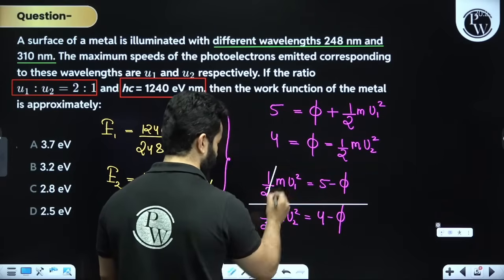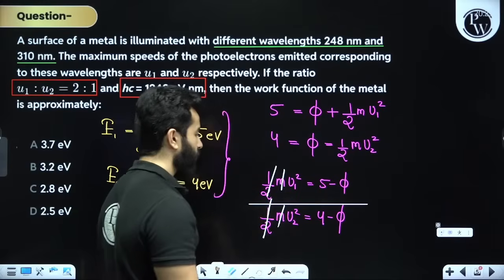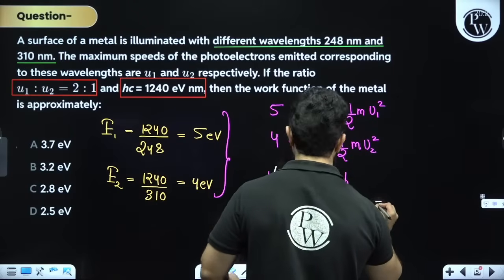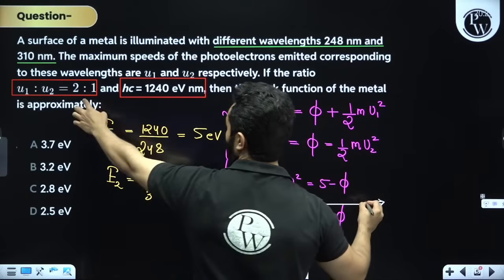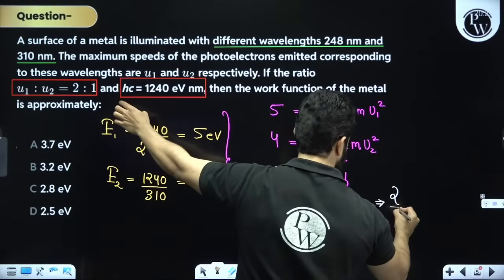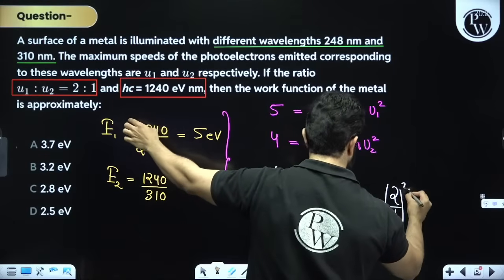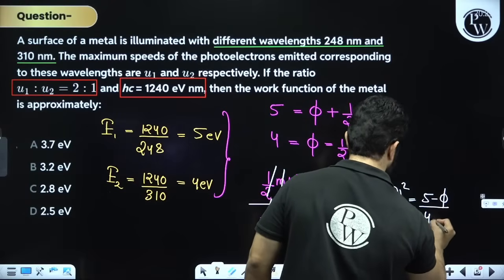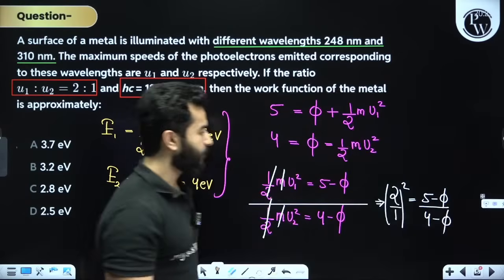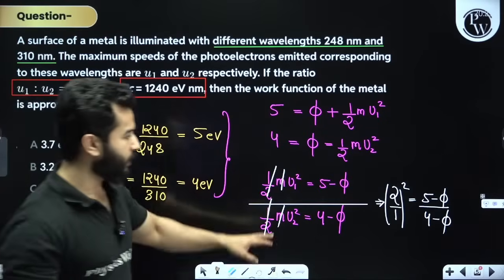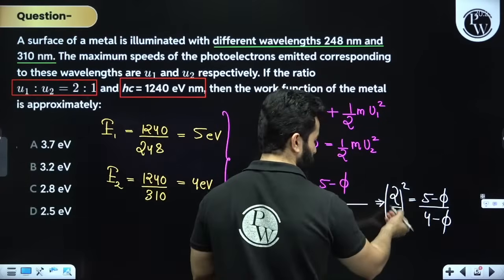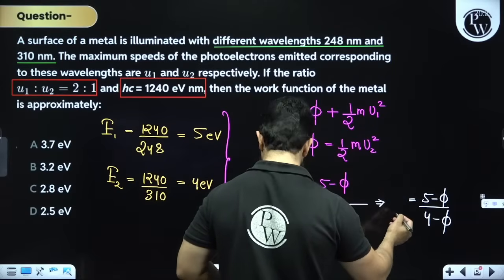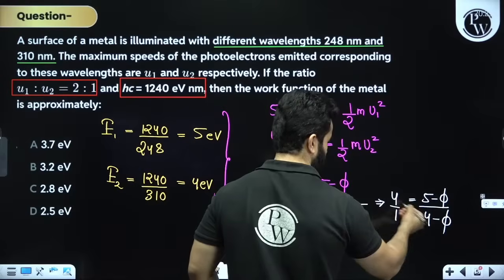Half can be cancelled out, mass can be cancelled out, and u1 upon u2, my dear friends, u1 upon u2 is 2 by 1. So 2 divided by 1 whole square is equal to 5 minus phi whole divided by 4 minus phi. Clear? Now I am going to solve it over there only. Hopefully you guys can see. This will become 4 by 1.